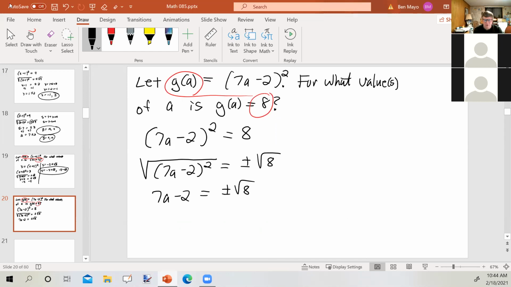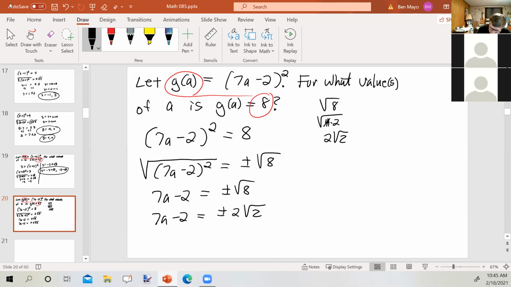Now, there are several things I need to do. On the left side, I need to get a by itself. On the right side, I need to simplify the square root of 8. And I can do them in either order. I'm going to go ahead and simplify the square root of 8. So the square root of 8 would be the square root of 4 times 2. The square root of 4 is 2 on the outside, so I get 2 square roots of 2. So now this becomes 7a minus 2 equals plus or minus 2 square roots of 2. Again, any questions so far?